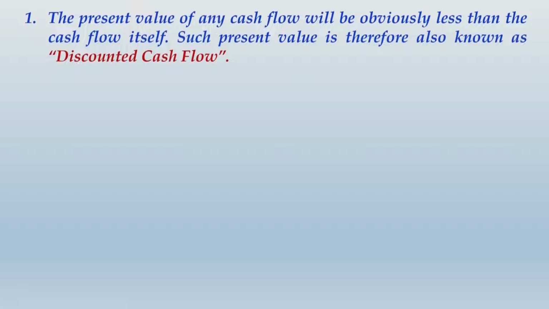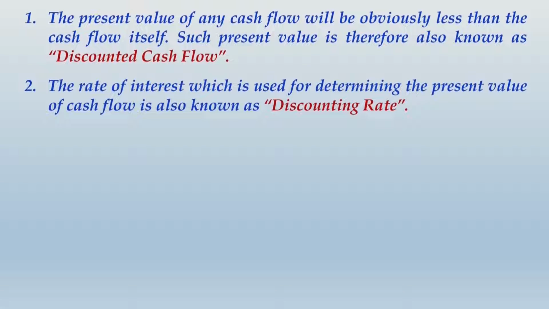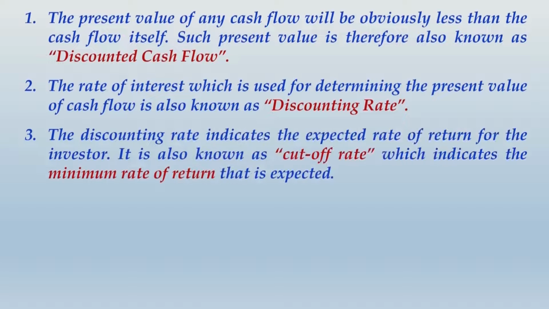First point, the present value of any cash flow will be obviously less than the cash flow itself. Such present value is therefore also known as discounted cash flow. The rate of interest which is used for determining the present value of cash flow is also known as discounting rate. The discounting rate indicates the expected rate of return for the investor. It is also known as cutoff rate, which indicates the minimum rate of return that is expected.